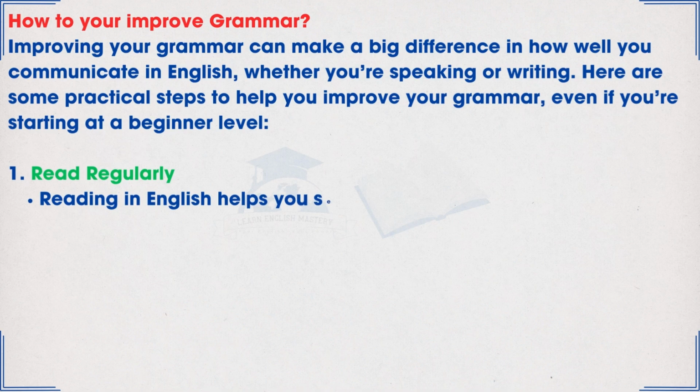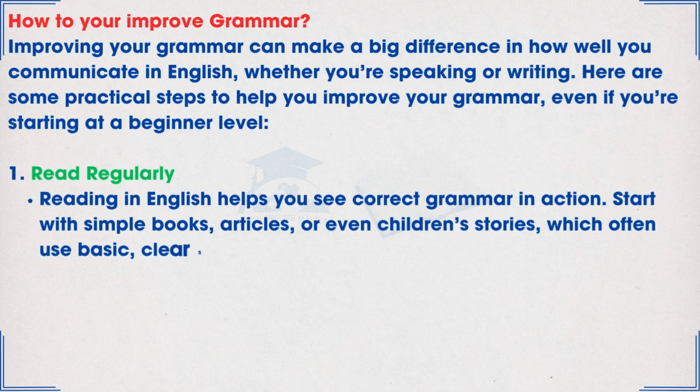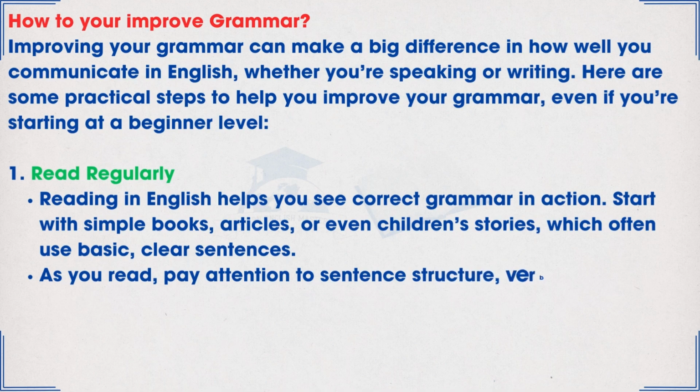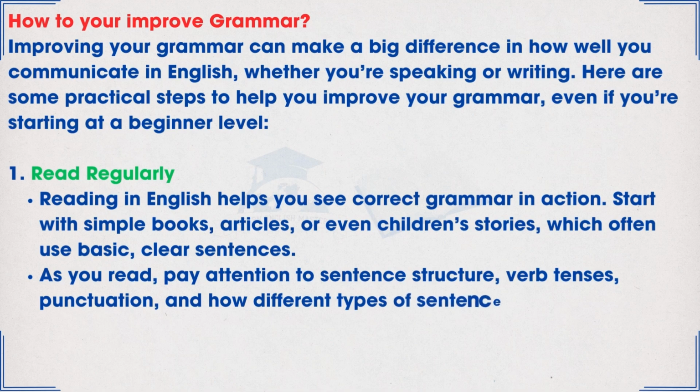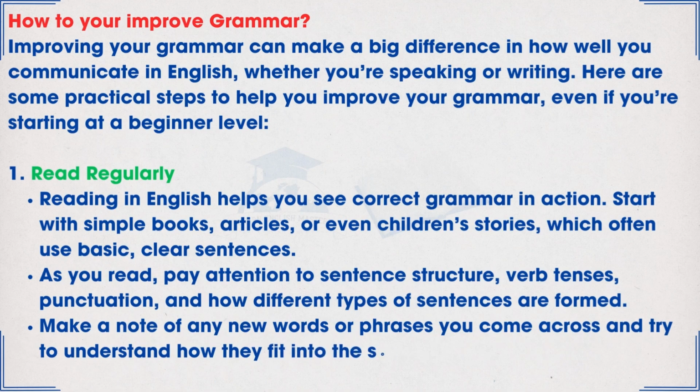One, read regularly. Reading in English helps you see correct grammar in action. Start with simple books, articles, or even children's stories, which often use basic, clear sentences. As you read, pay attention to sentence structure, verb tenses, punctuation, and how different types of sentences are formed. Make a note of any new words or phrases you come across and try to understand how they fit into the sentence.